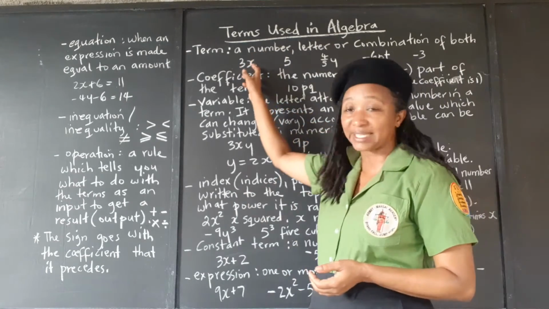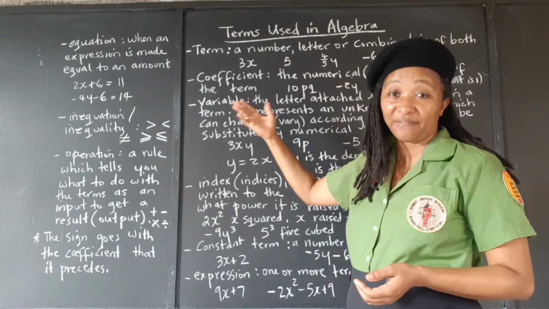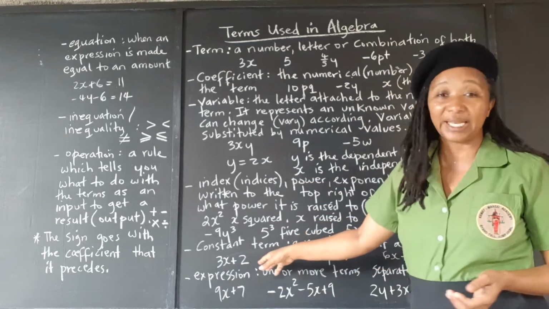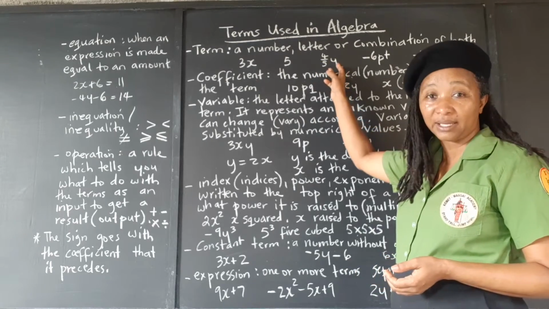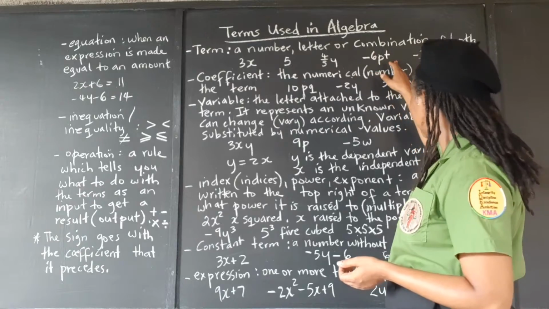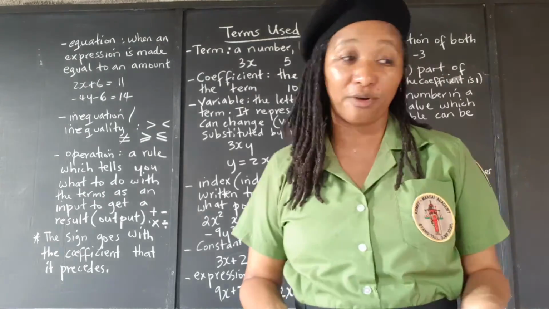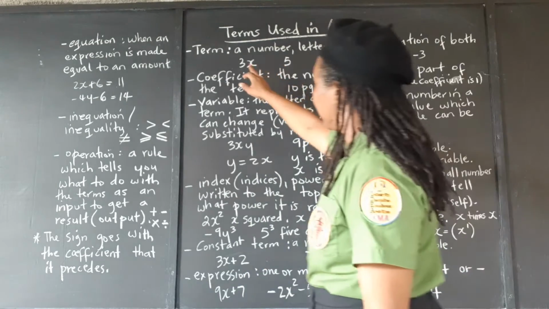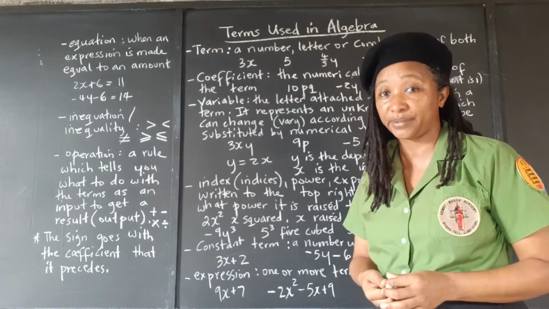So 3x is a term. 5 by itself is a term. It's called a constant term. And I'll explain that a little later. 4/5 y together, that's a term. Negative 6pt is a term. Negative 3 is a term, right? So all of those by themselves, all of these by themselves are terms.